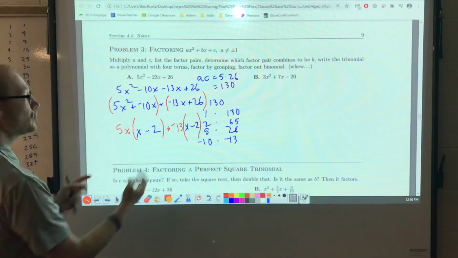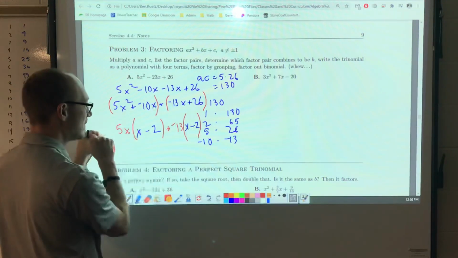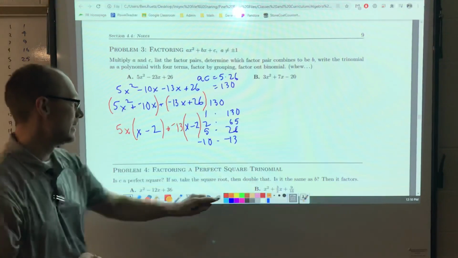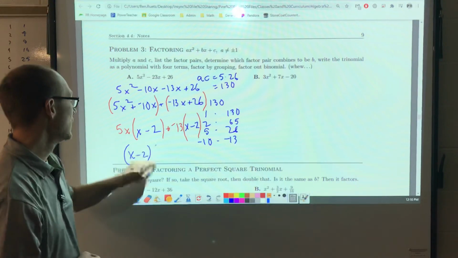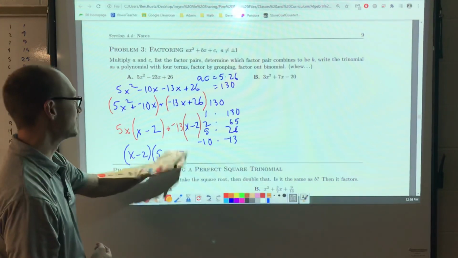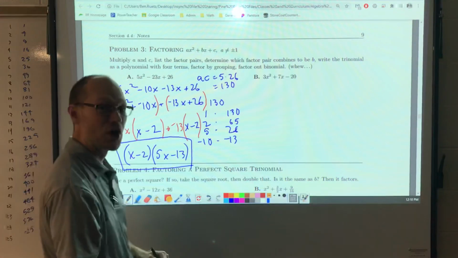And now, do you see that there is this x minus 2 that can be taken away from the 5x minus 13? I'm going to factor out the x minus 2, and that's going to leave me the 5x minus 13. And that is this thing factored.